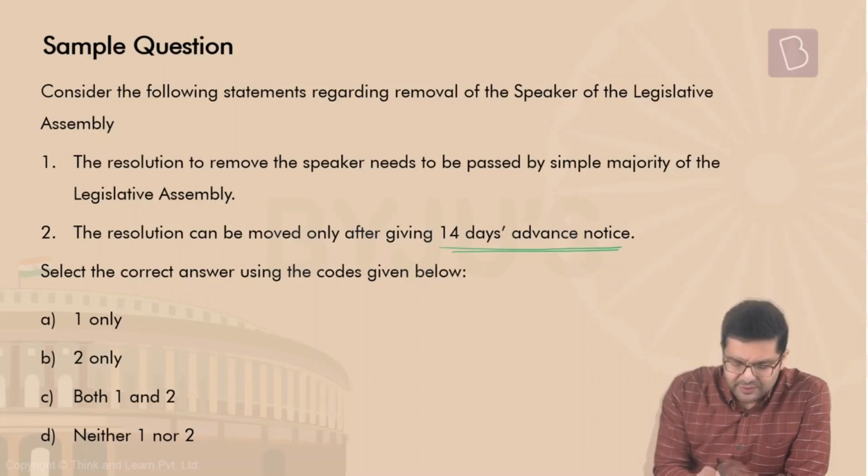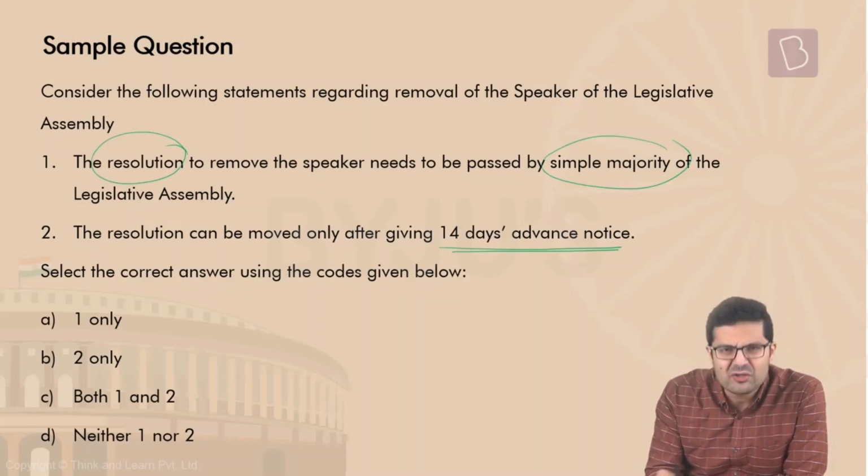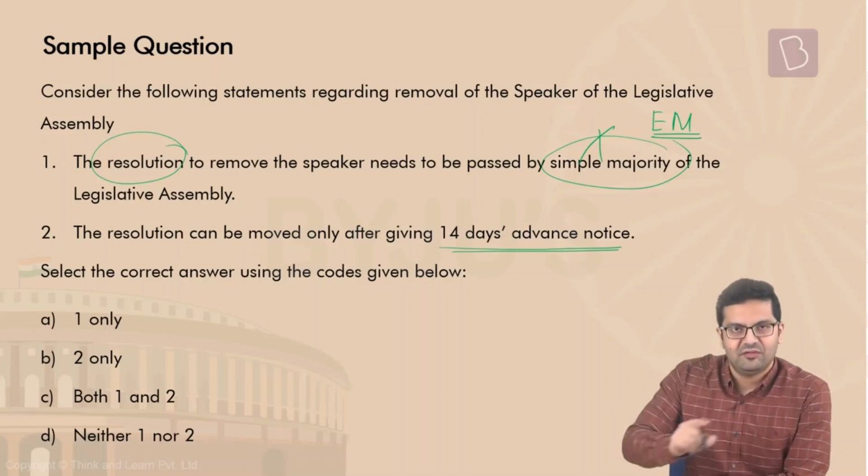Let's read the first statement. The resolution to remove the speaker needs to be passed by a simple majority. No, this is wrong. It needs to be passed by an effective majority of the effective strength of the House. This is wrong. One is wrong.